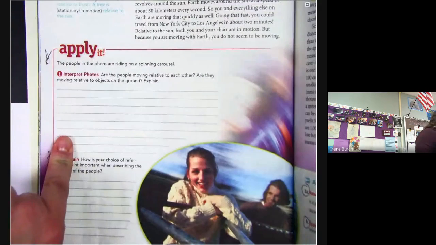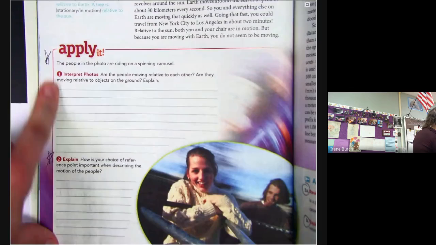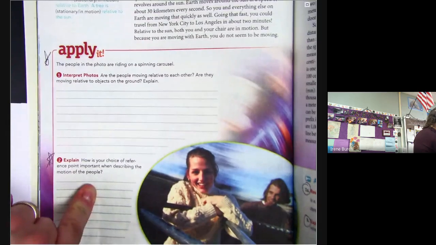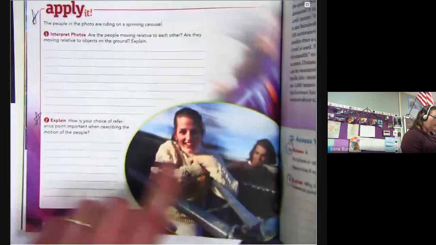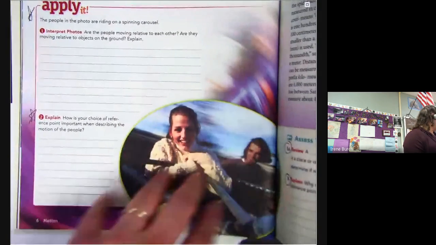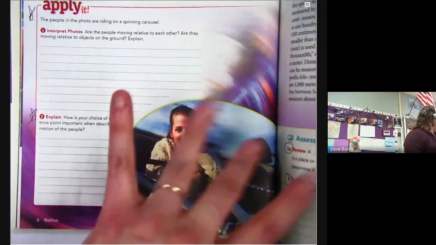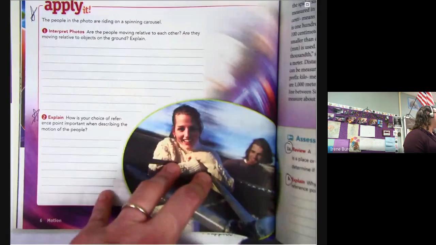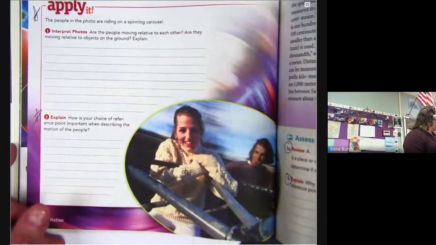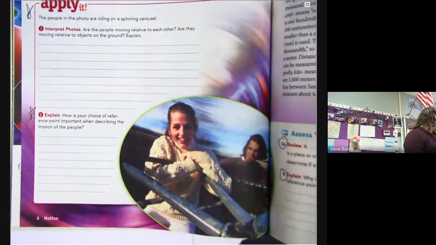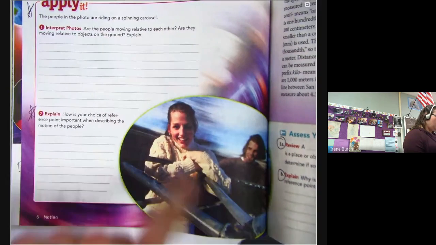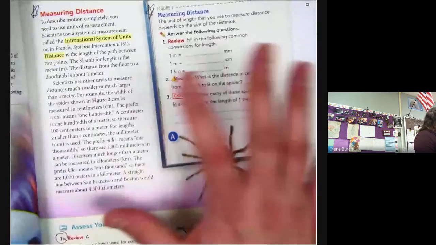Got to find your book, man. Or you're going to have to send somebody up here to pick up another one from the office. This picture of the people on the merry-go-round is similar to the picture on the previous page. How did we figure out if it was the boy or the red car moving? Here, you got to figure out what's going on with these people on the roller coaster ride.